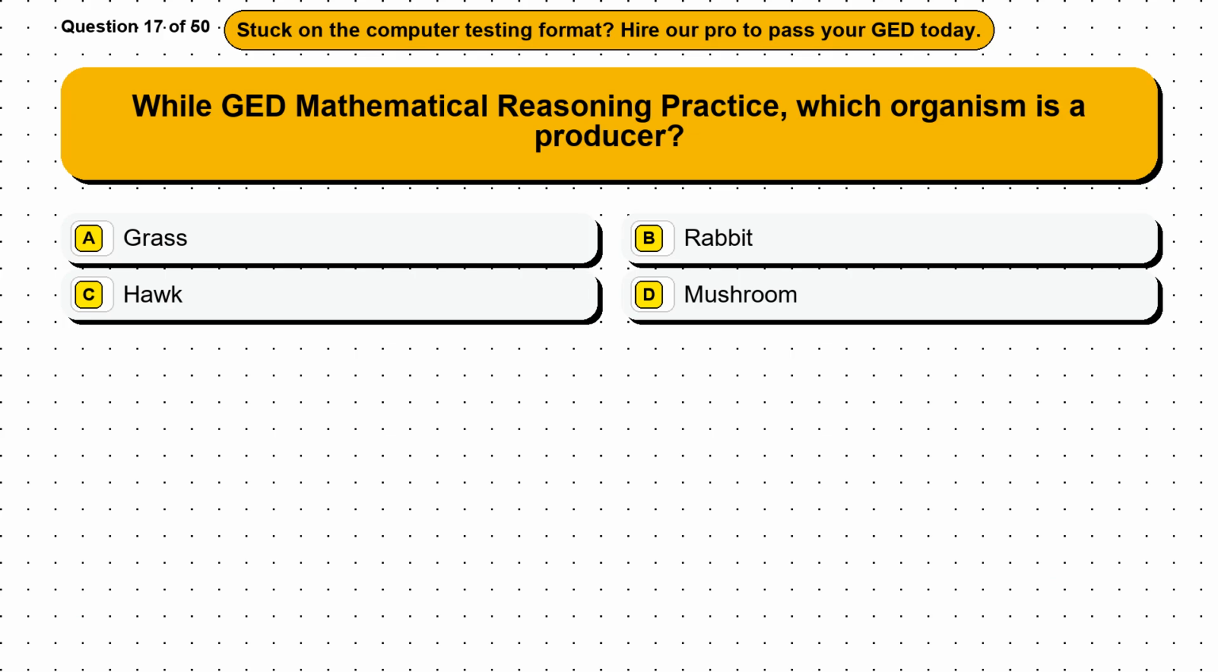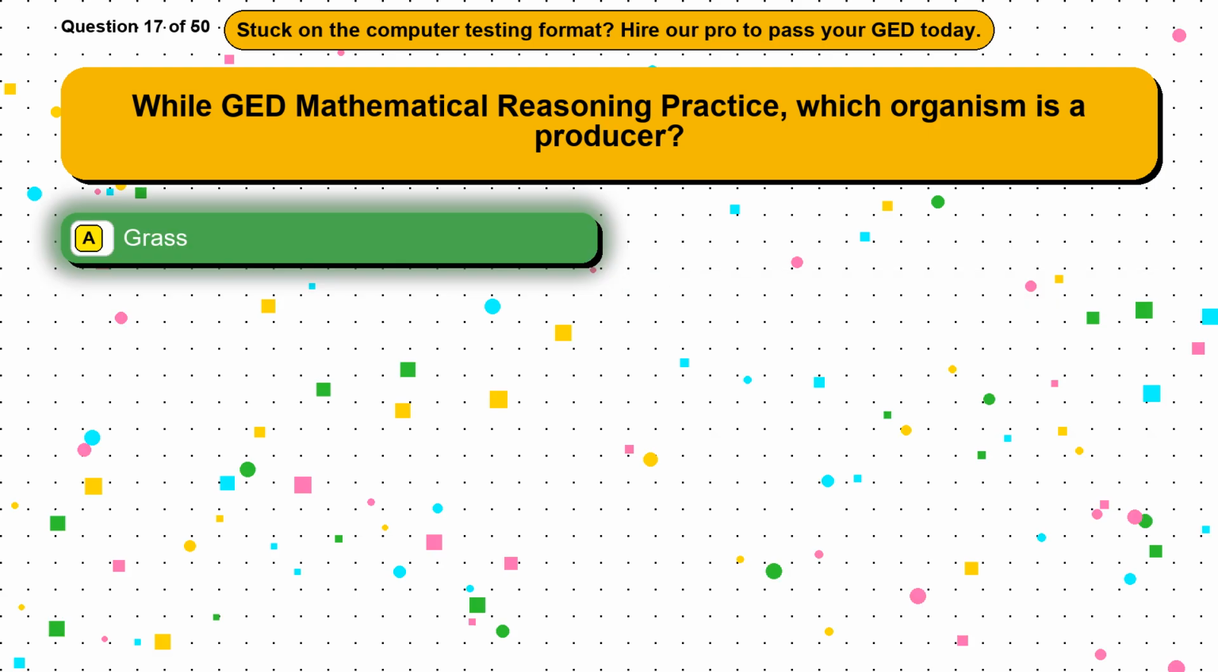Question 17. While GED mathematical reasoning practice, which organism is a producer? Option A grass. Option B rabbit. Option C hawk. Option D mushroom. The correct answer is option A, grass.